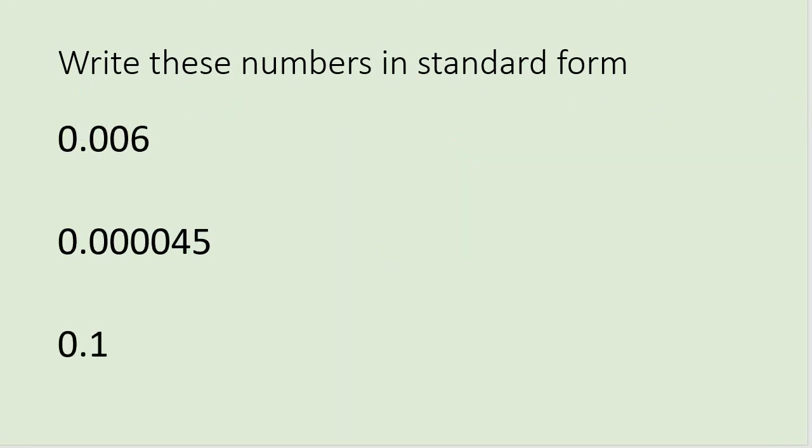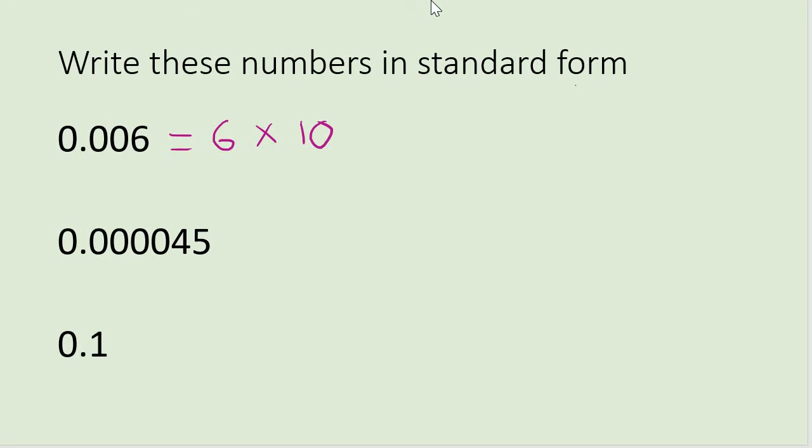Alright, what about numbers that are smaller than 1? So these decimal numbers, how do we write these in standard form? Well, the good news is we write them in exactly the same way. So again, we need to find that number between 1 and 10. 0.006. So that number is going to be 6 times 10 to the something. And when we have numbers that are less than 1, we're going to have a negative power on that 10.